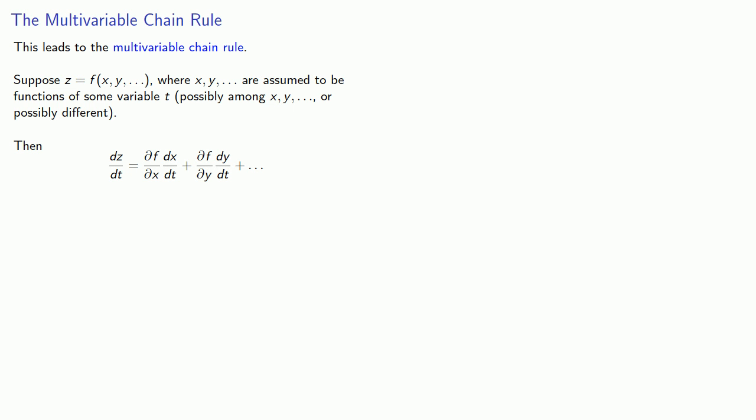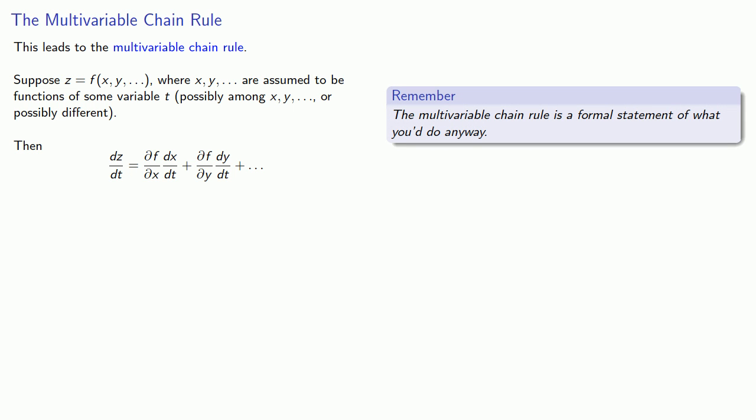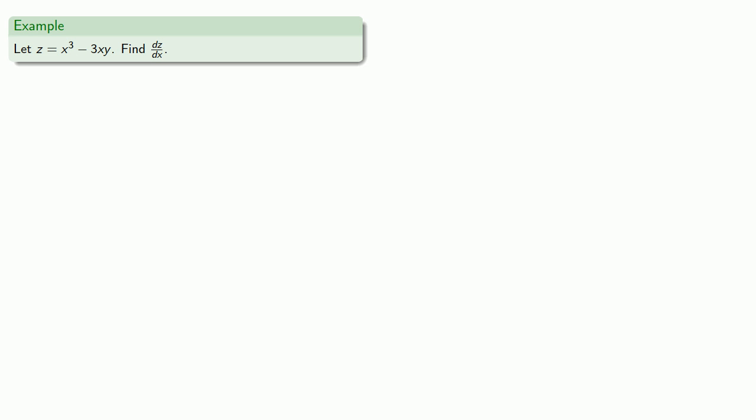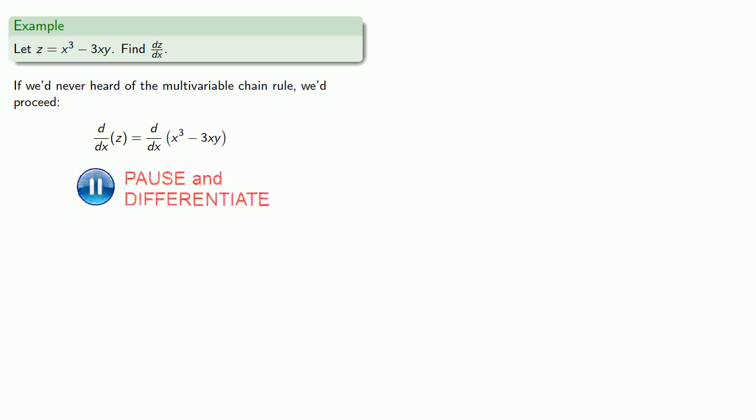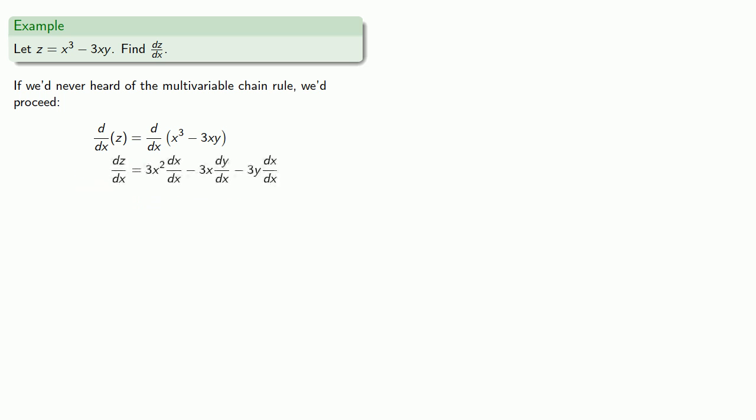And it's important not to get too caught up in the formula. The multivariable chain rule is really just a formal statement of what you do anyway. For example, let z equals x cubed minus 3xy, we'll find dz dx. So if you'd never heard of the multivariable chain rule, we'd proceed as follows. We'll apply our differential operator with respect to x. And since dx dx is equal to 1, we can simplify.